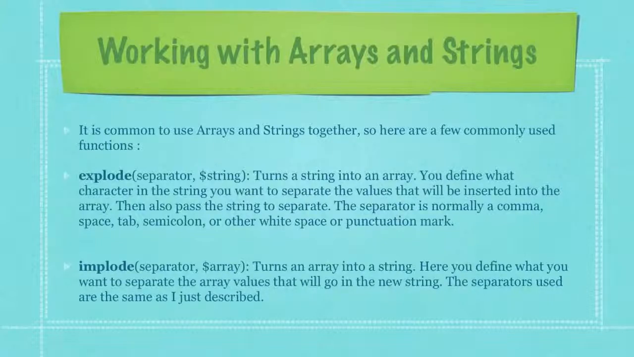The implode function turns an array into a string. Here you define what you want to separate the array values that will go in the new string. The separators used are the same as I just described above with the function explode.